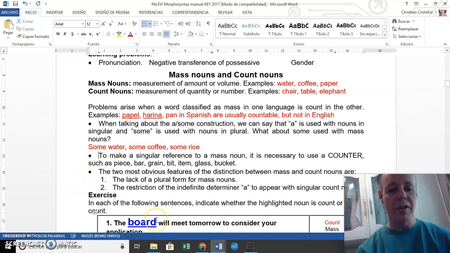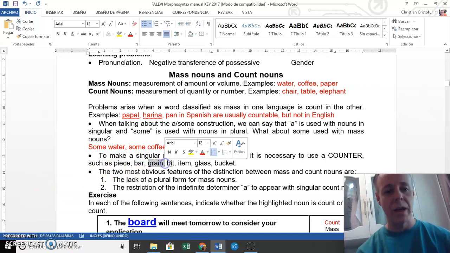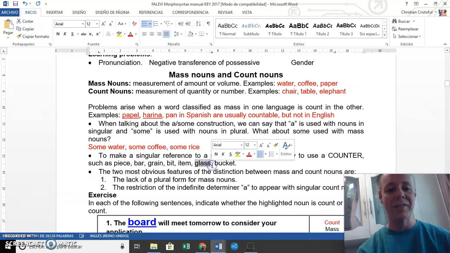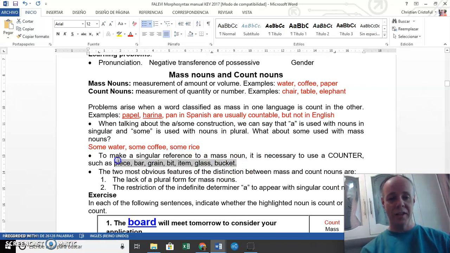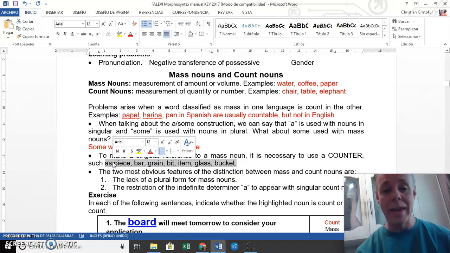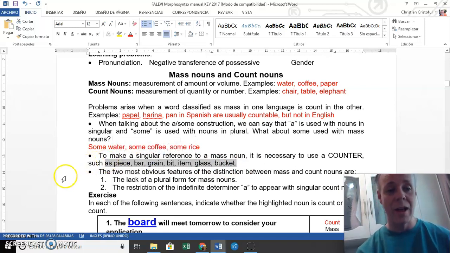To make a singular reference to a mass noun, it is necessary to use a counter. What are counters? A piece of, a bar of, a grain of, a bit of, a glass of, etc., etc. These are called counters, and they are used to make a singular reference for a mass uncountable noun.